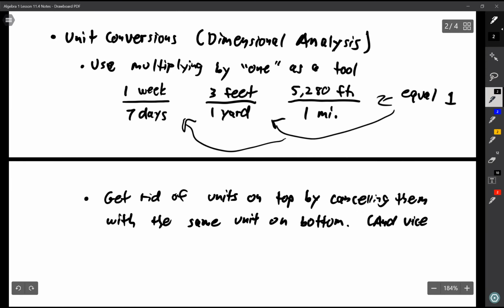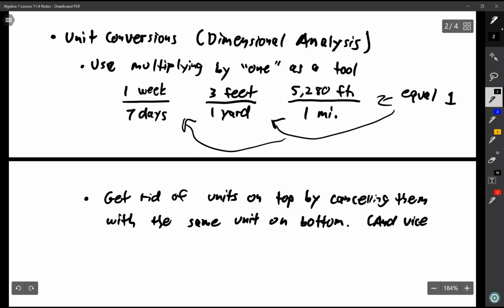So let's say yards to miles would look like this. I have 1 yard. That's technically on top. I multiply by a fraction that equals 1. What's on top is equal in length to what's on bottom. And I want to get rid of yards. Yards are technically on top. If I want to get rid of yards, I put yards on the bottom.